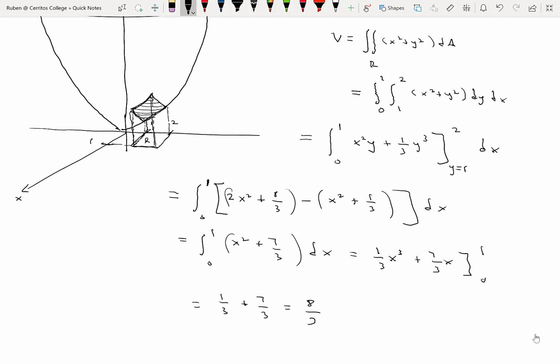I'll clean up my 3 while you think about what kind of units we have. 8/3 what? It's volume. Cubic units. If you said cubic units, you were right.